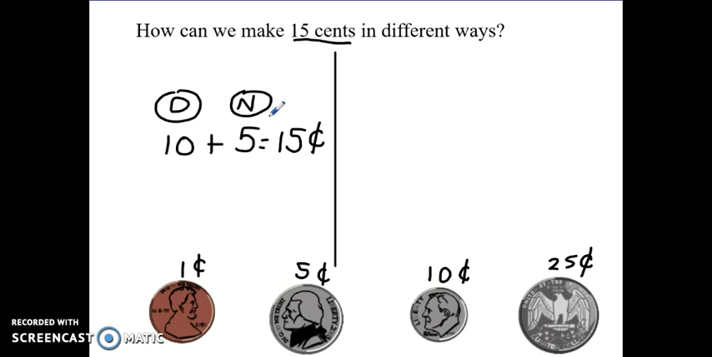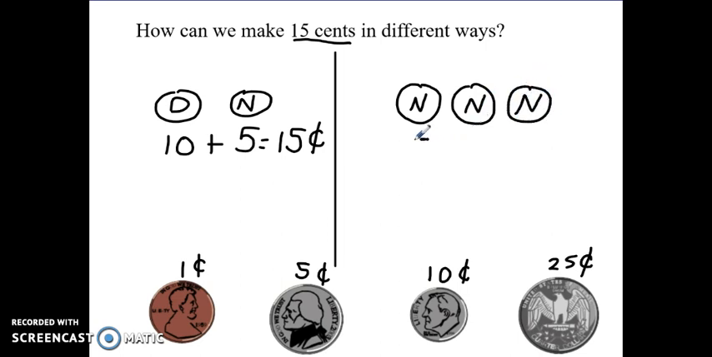We can do it other ways though. Another way I could do it is using only nickels. So how many nickels would it take to make 15 cents? Well, let's count and find out. So here's 5, 10, 15. So it would take 3 nickels to make 15 cents. Both ways are acceptable ways for making 15 cents.